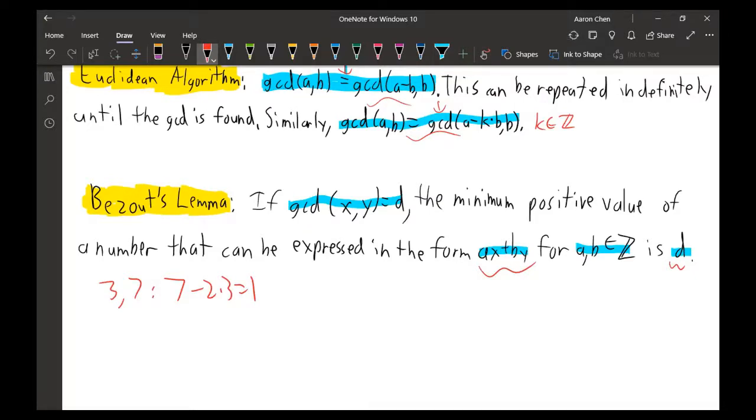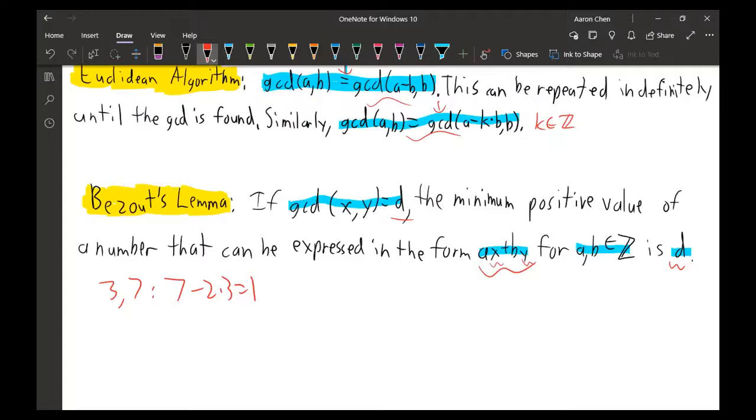Another thing we can easily see is that any number of the form ax plus by is divisible by the GCD of x and y, which is d, purely by the definition of GCD, because it divides both x and y. So it's impossible for the number to not be divisible by d itself. As long as d is achievable, the minimum positive value would always be d.